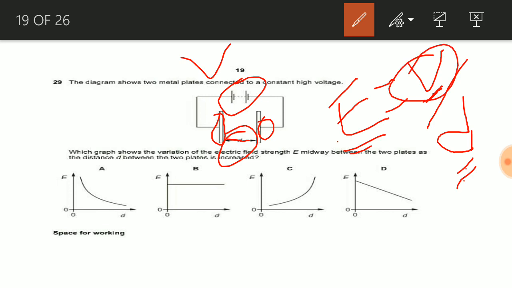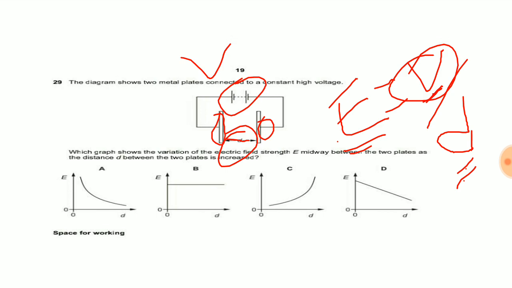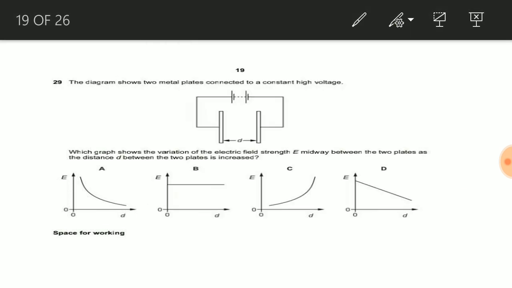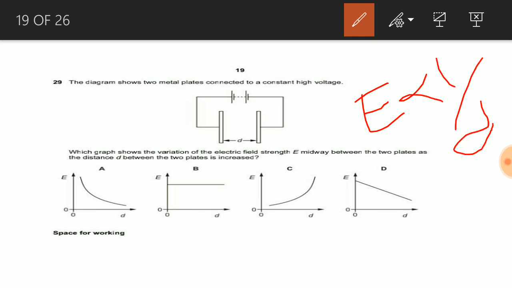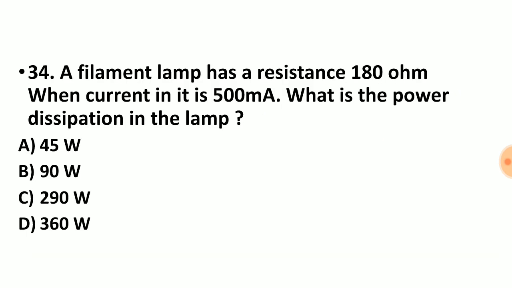If V is constant, E is inversely proportional to D. And this type of nature is shown in option choice A. Because of that, option choice A is the correct answer for this question.